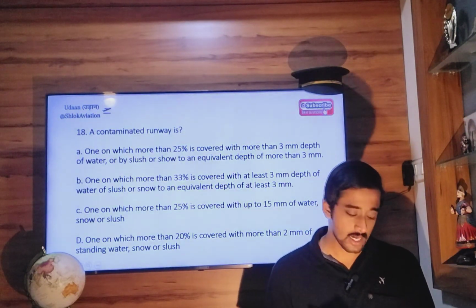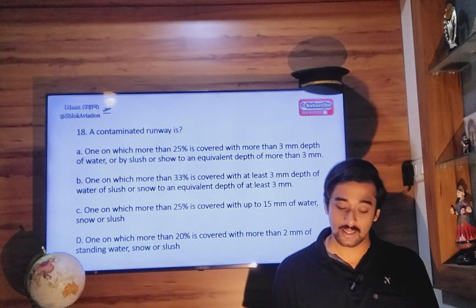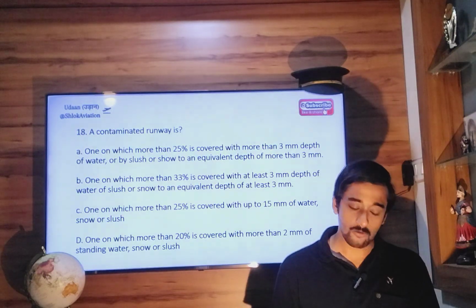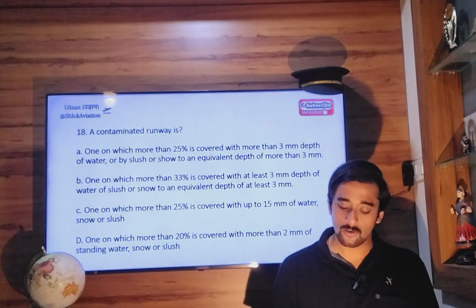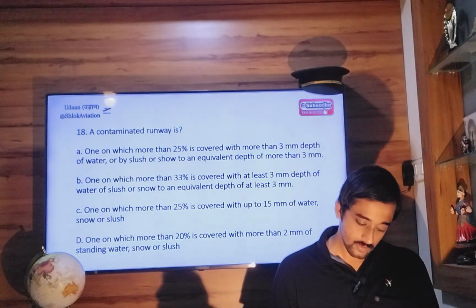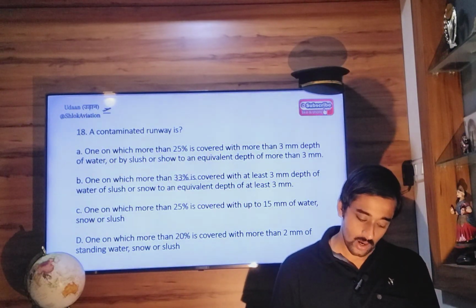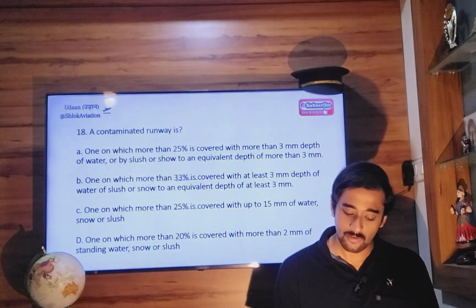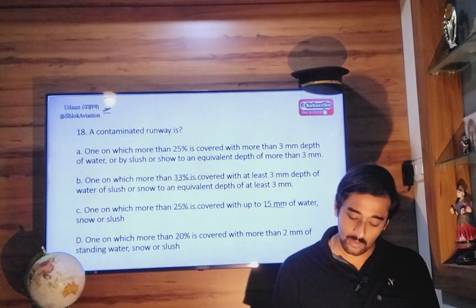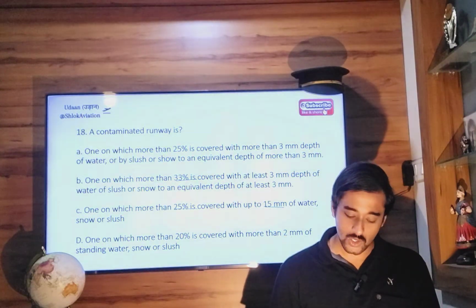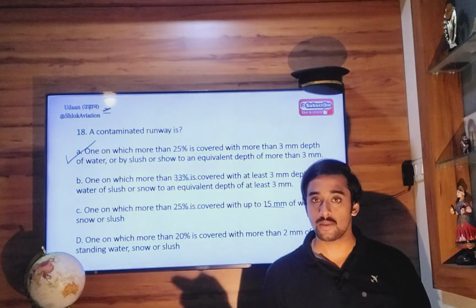What is a contaminated runway? One on which more than 25% is covered with more than 3 millimeter depth of water or by slush or snow to an equivalent depth of more than 3 millimeter. A runway with more than 33% covered, one on which 25% is covered with 15 millimeter water, one in which 20% is covered with 2 millimeter standing water, snow or slush. So remember the correct answer is option A. You will have to remember the definition.